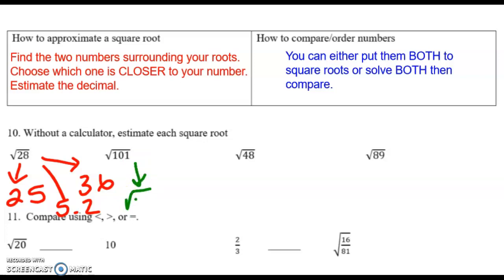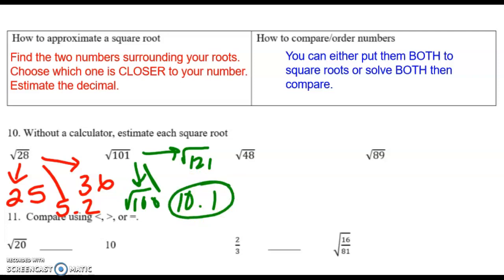So I know the square root of 100 is 10, and the square root of 121 is 11, right? Which means that 101 is going to be right in there. Let's just say 10.1 is probably going to be as close as I can get, because it can't be just 10.0. So that is going to be my estimate for that.